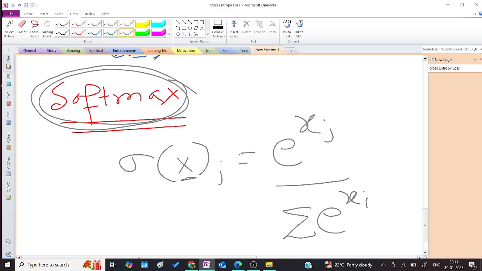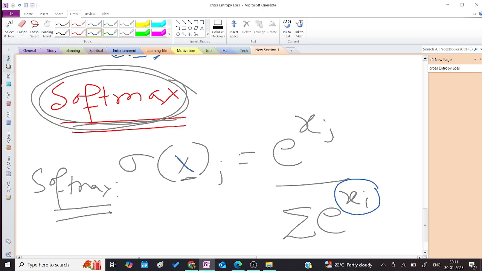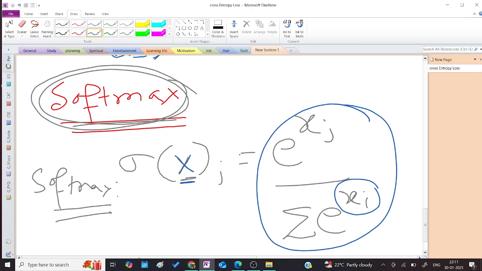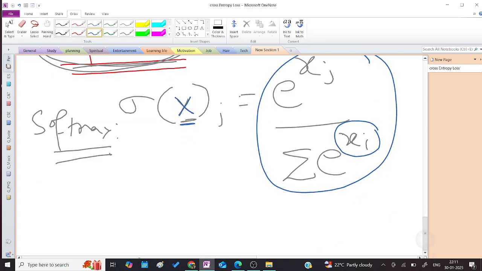Xi. So this is actually a softmax function. Okay, so it is just a softmax. It is not the cross entropy loss function. Okay. So what we are actually doing using this function is converting a vector x into a probability distribution. We also say it is a class probability.